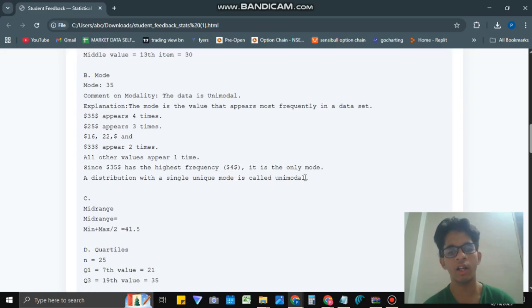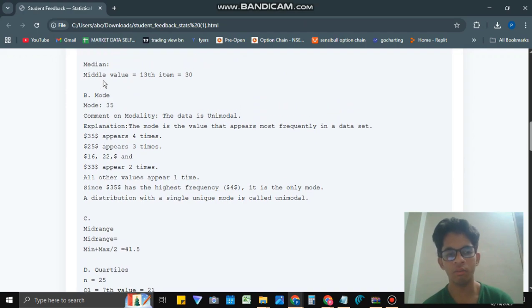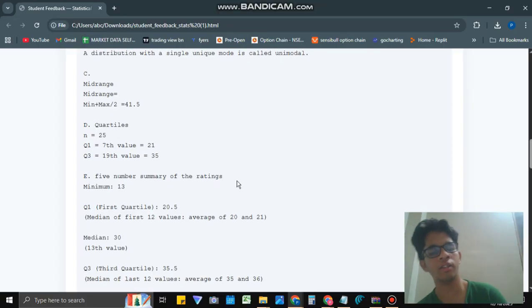If we have more than one mode, then it can be bimodal and so on.